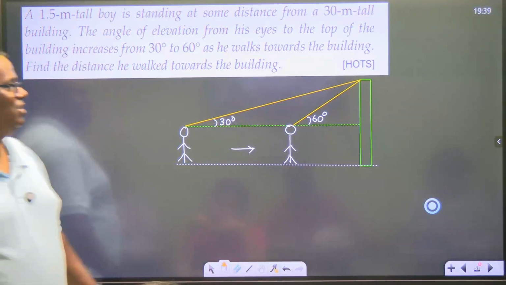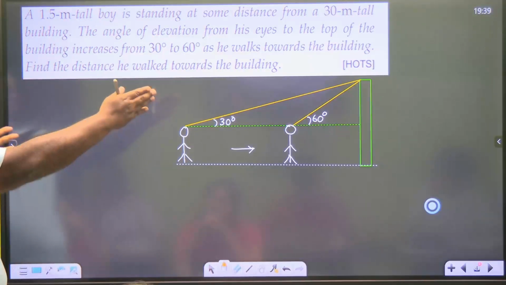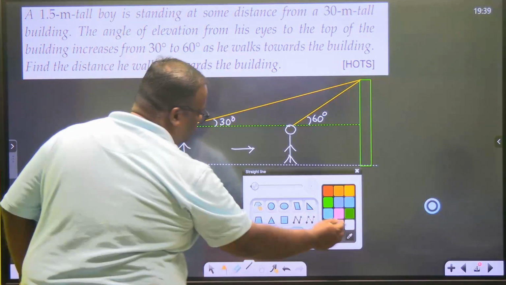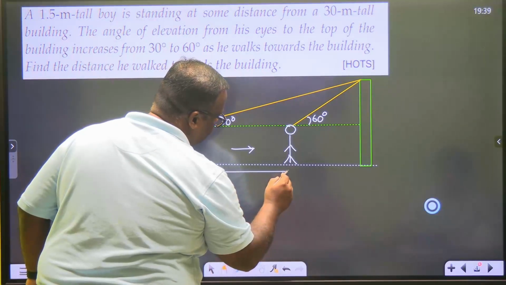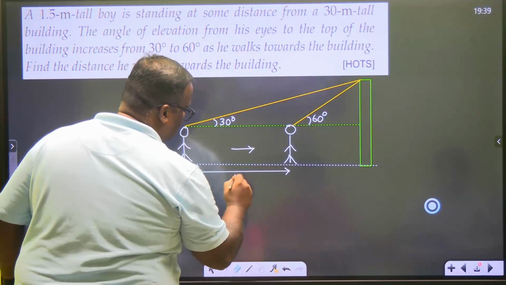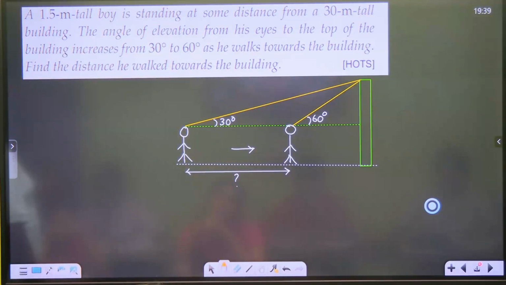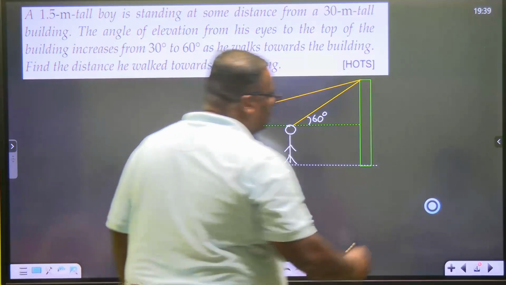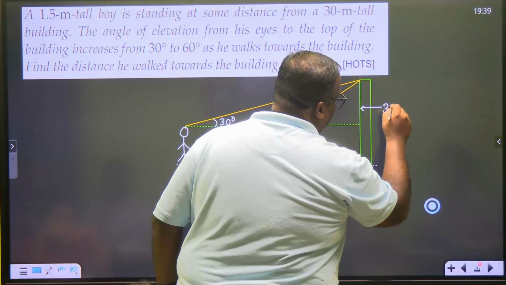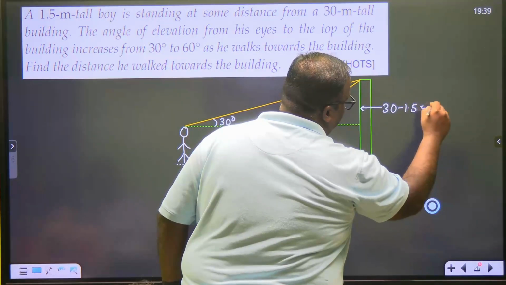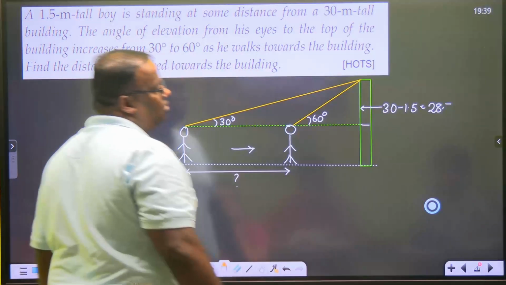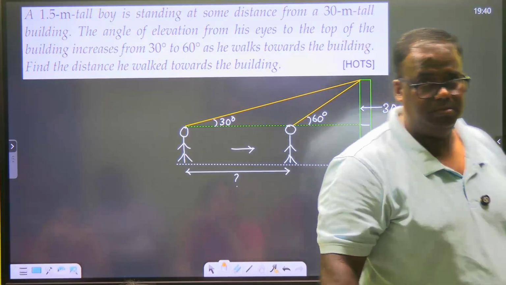Understood? So now we have to find out what? Find the distance he walked towards the building. My dear friend, don't you think the fellow has walked this much distance towards the building? This is what they are asking you to find out. And since the building height is 30 meters, the applicable height for this part would be 30 minus 1.5, which is 28.5. That's the height till here. Is it clear now? Yes, sir.